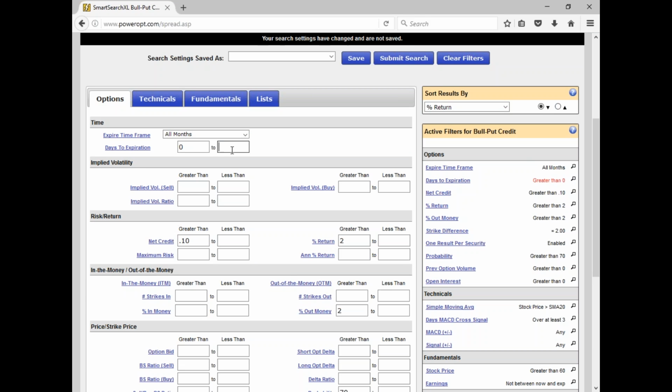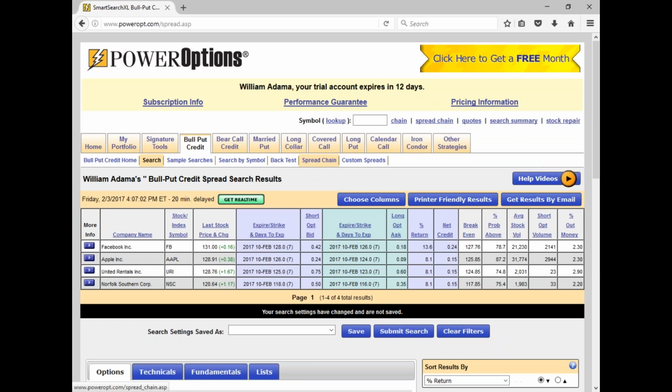Oh, sorry, folks. You have to go 0 to 8 days if you're looking on Friday for the next Friday expiration. It's 7 days out, but the system doesn't read it as equal to 7. You'd have to look greater than 7.